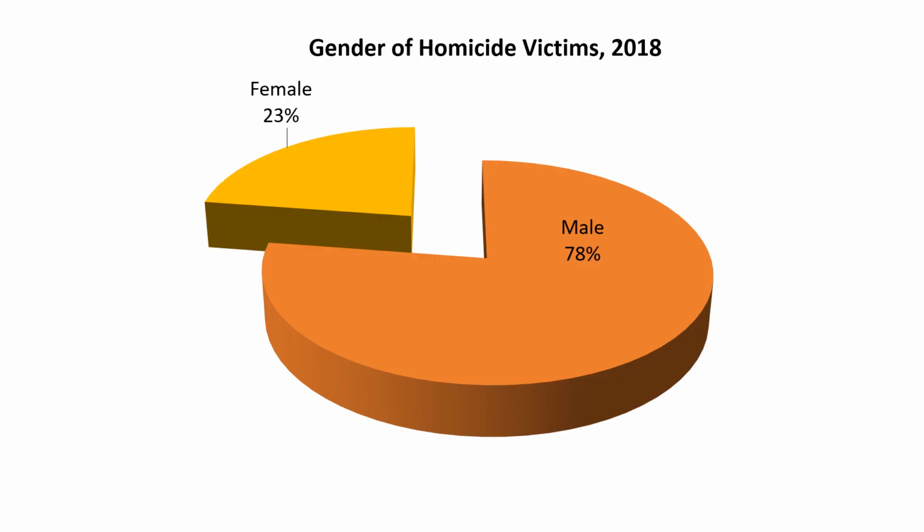Here's the gender breakdown. So you see, males account for 78%, females 23%. And it's always fascinating to look at this because we see the fallacy of the lonely female who thinks she's going to get murdered walking down the street, and that's just not backed up by statistics. Yes, that does happen, but the majority of females who are murdered are killed in intimate partner violence.